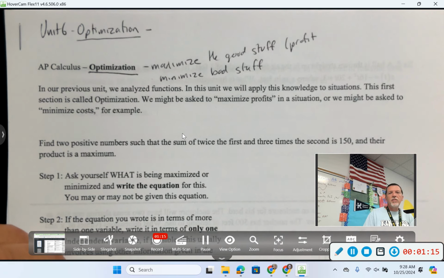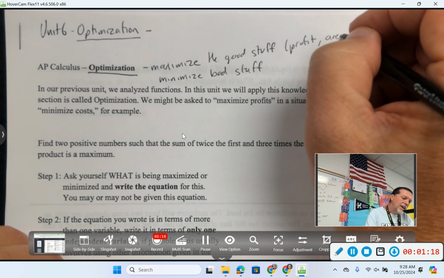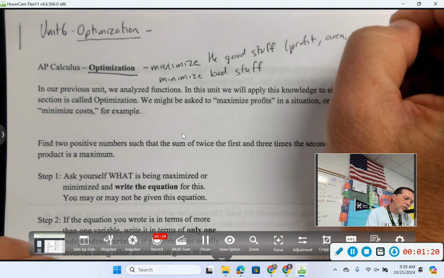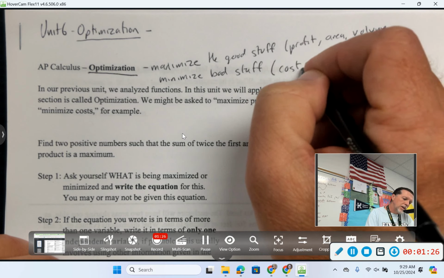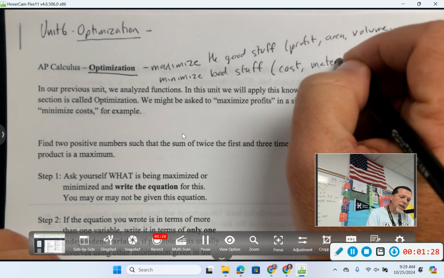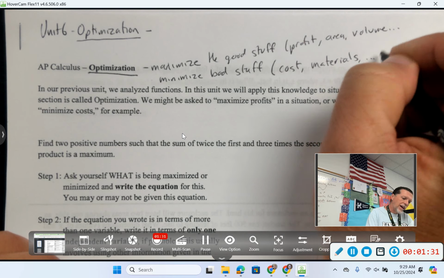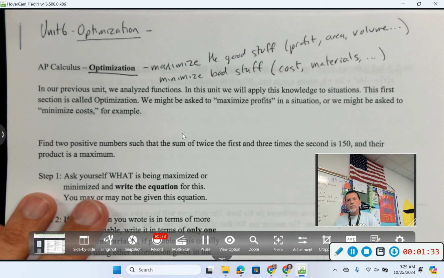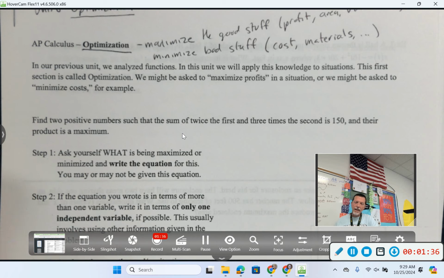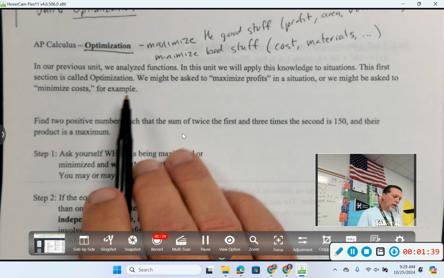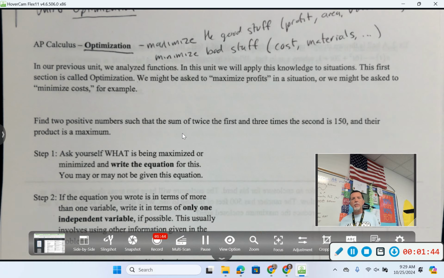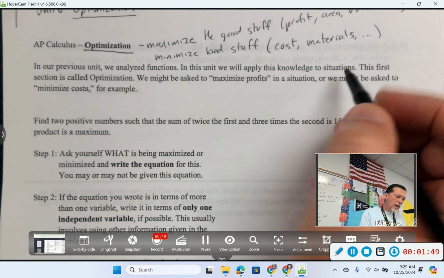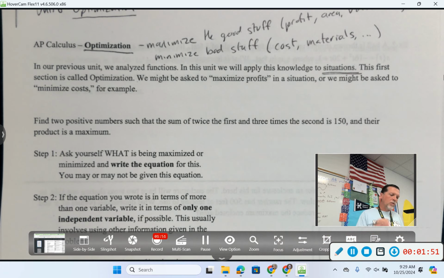So we'll maximize profit and area and volume, that kind of thing. And we'll minimize cost and basically things related to cost, materials, that kind of stuff. And obviously we'll use calculus to do it. In the previous unit we analyzed functions, so we didn't really have a word problem attached to them, they were just equations. In this unit we will do the same thing, except there will be situations, word problems.